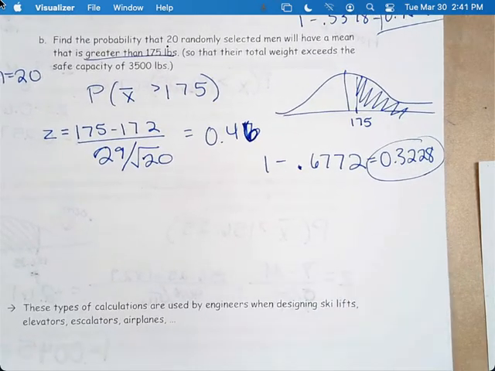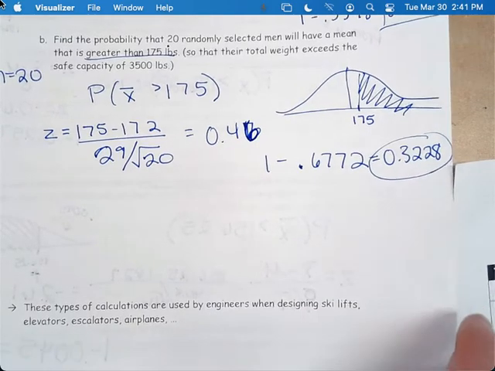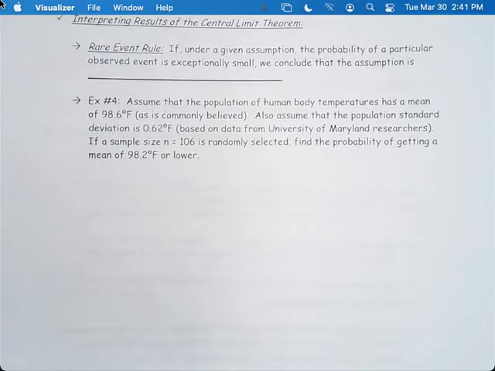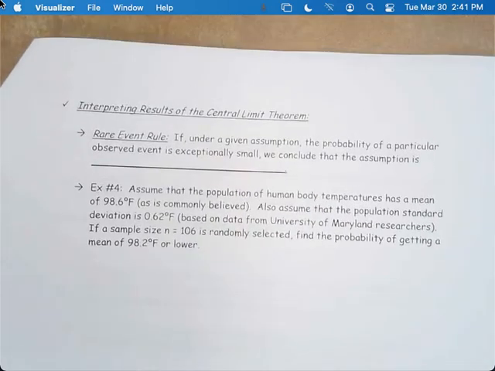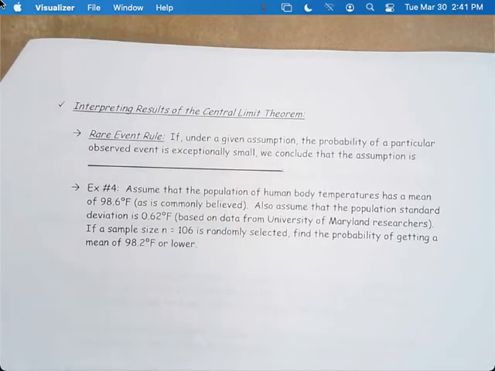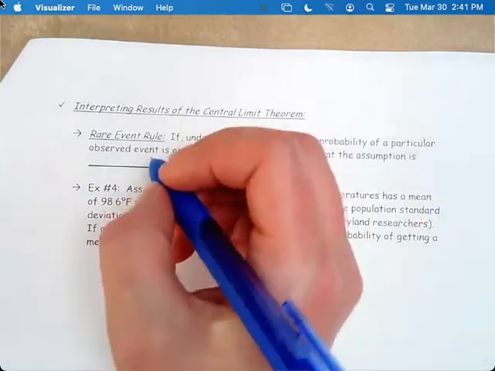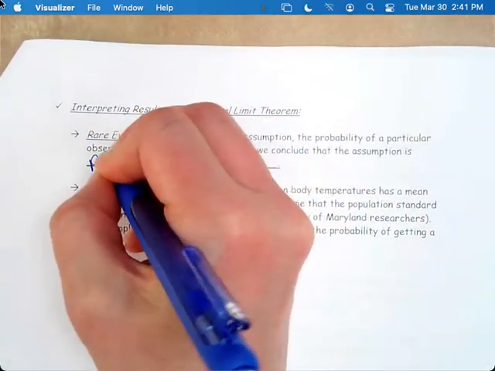Okay, so these types of calculations are used by engineers when designing ski lifts, elevators, escalators, and airplanes. So whenever we interpret results of the central limit theorem, if under a given assumption the probability of a particular observed event is exceptionally small, we conclude that assumption is probably not correct.